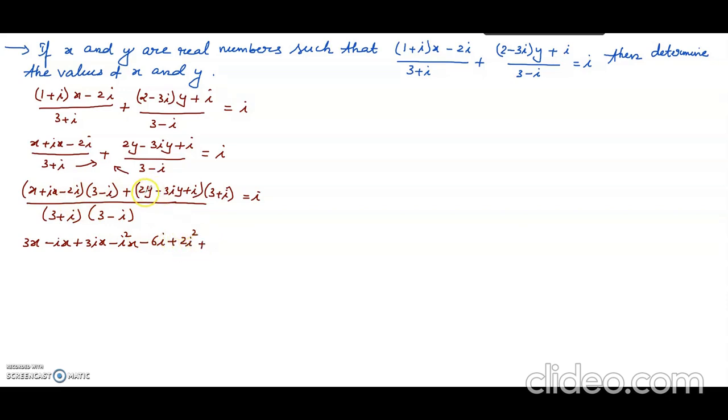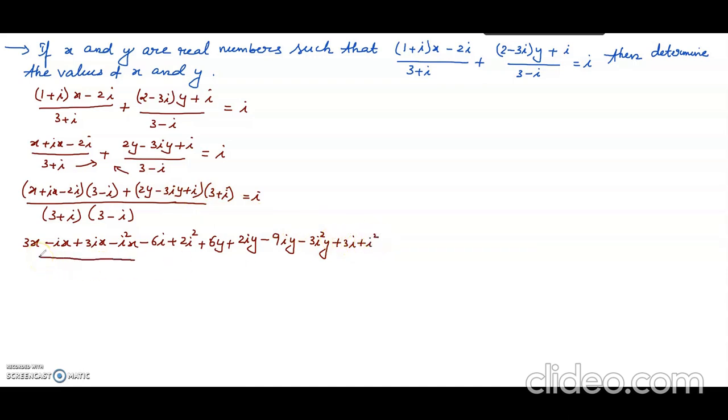Now the second term. 2y will multiply with 3. 2y into 3 is 6y. 2y into i is 2iy. Then minus 3iy into 3 is minus 9iy. Minus 3iy into plus i is minus 3i square y. i into 3 is 3i and i into i is i square, iota square, that is.